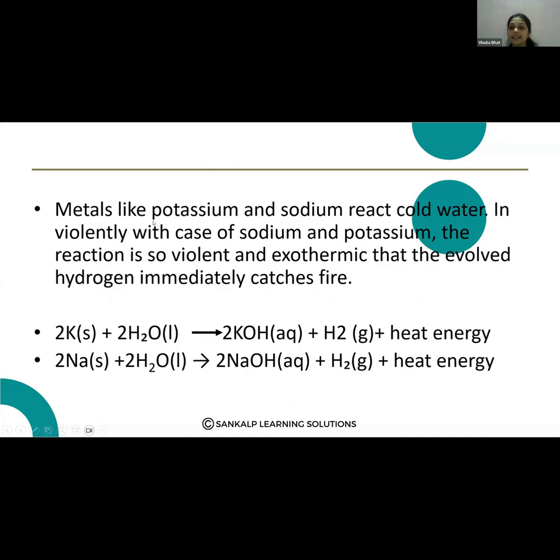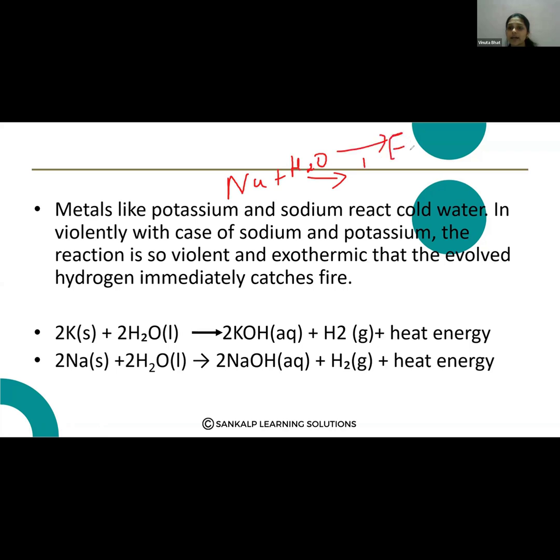Then metals like potassium and sodium react with cold water violently. In the case of sodium and potassium, the reaction is so violent and exothermic that the evolved hydrogen immediately catches fire. See here, when sodium and potassium react with the cold water, the reaction is exothermic.